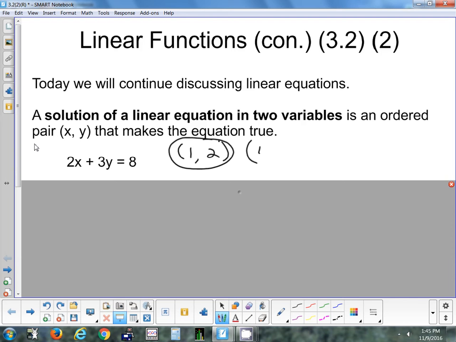Here's another one you could pick. Let x be 4 and let y be 0. What's 2 times 4? 8. What's 3 times 0? 0. And then 8 plus 0, here's my 8. Okay. There's a ton of these. There's thousands of them. That's an example of an ordered pair that makes that equation true. So any questions on that? Nope.